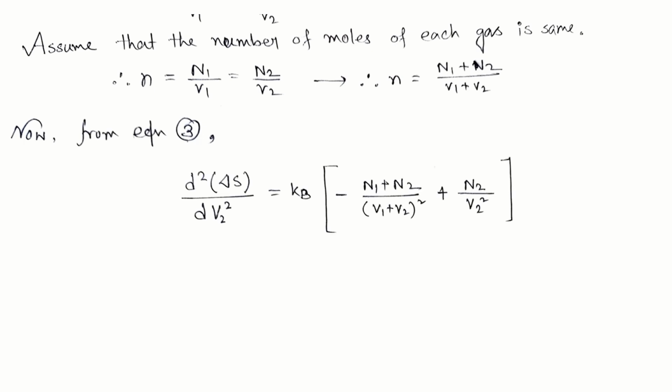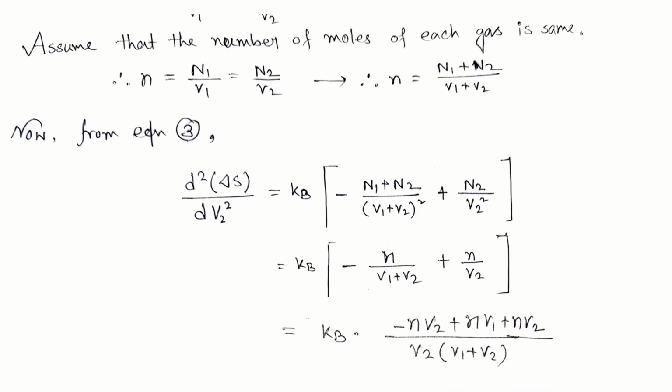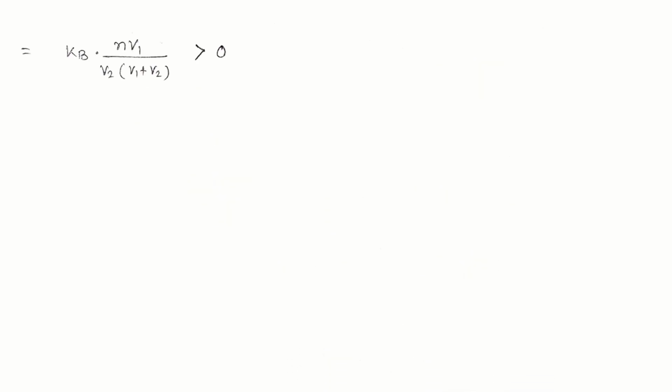Here we will put in the values. After simplification, you will get that. Here you can see all quantities are positive. Kb, the Boltzmann constant, cannot be negative. Volume has to be positive and number density has to be positive. So the second derivative is a positive quantity. That means when N1 by V1 equals N2 by V2, this will be the minimum point for the entropy of gas mixing. So the equality holds only here.